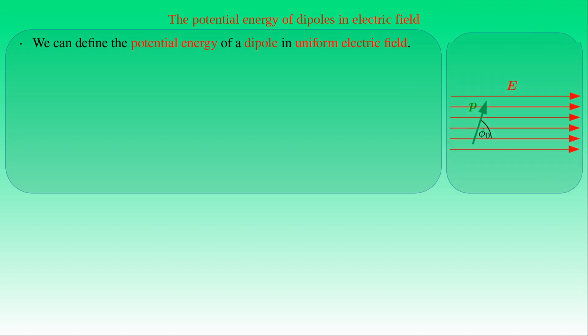Electric dipoles have a potential energy in an electric field, and the definition of the potential energy of a dipole placed in a uniform electric field is very simple. Let us consider a dipole with the dipole moment p in a uniform electric field E, where the angle between the dipole moment and the direction of the field is equal to phi null. The potential energy of the dipole is determined by the work that any external force needs to do on the dipole to change its direction in the electric field.